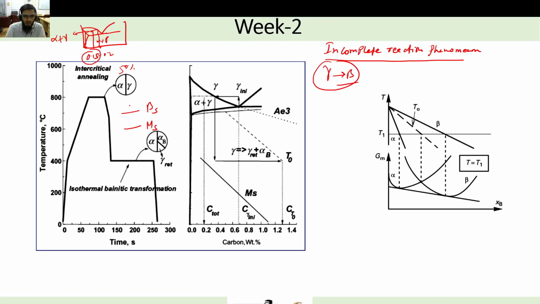So what we'll be doing is, from the intercritical region, we will be cooling it very rapidly, so that our cooling will be in between the bainitic and martensitic region, so that we only transform austenite to bainite rather than transforming to martensite.